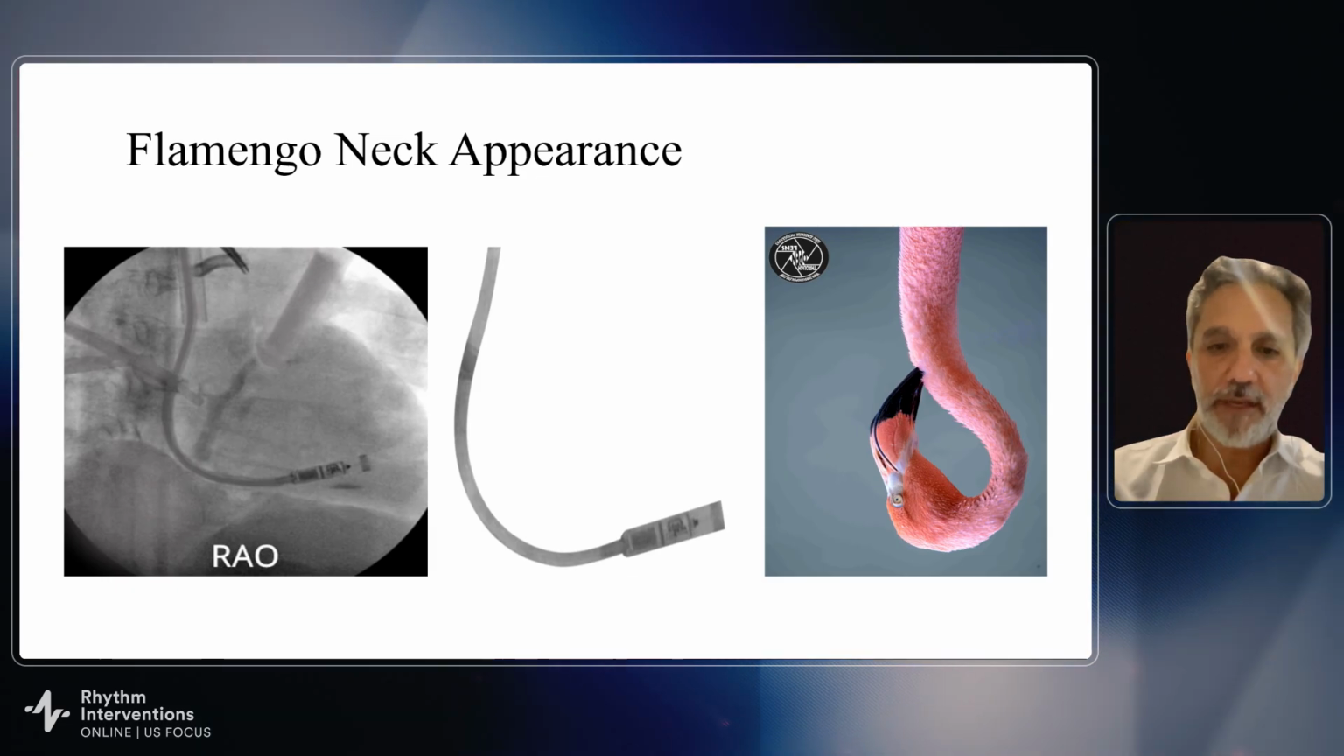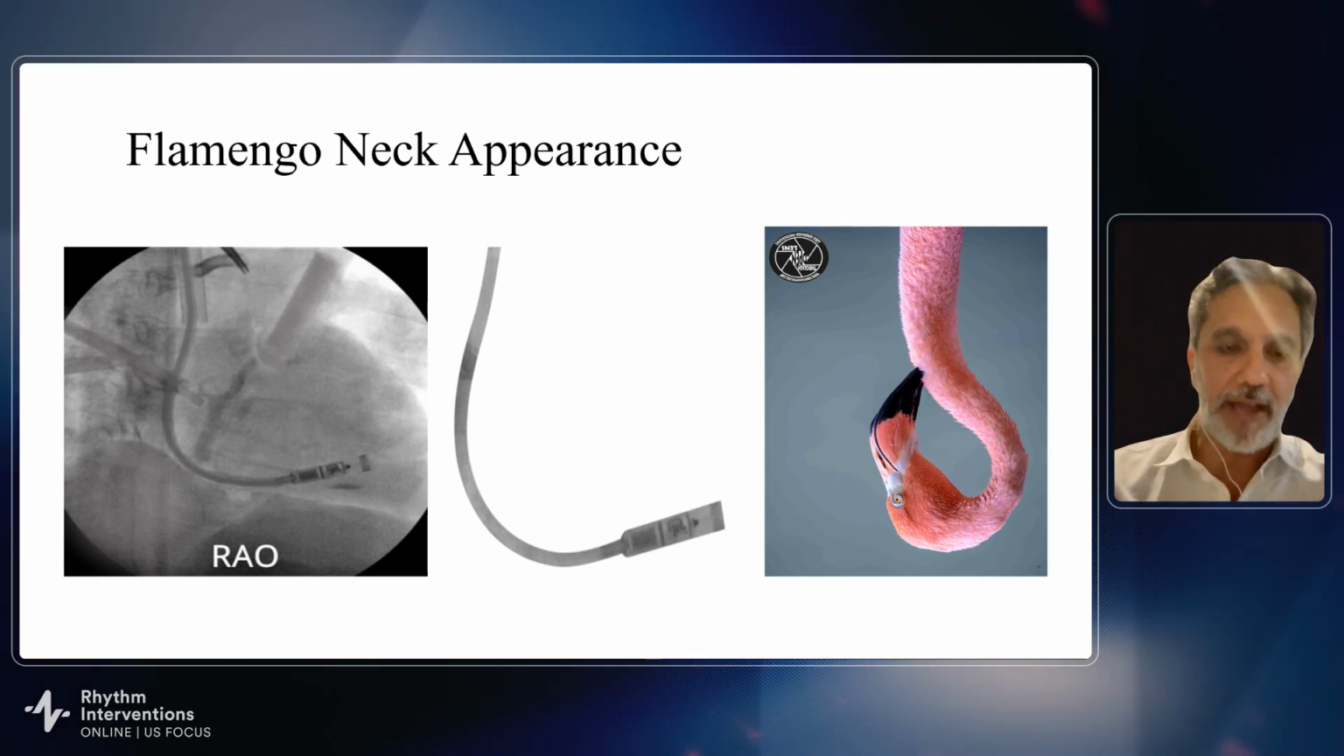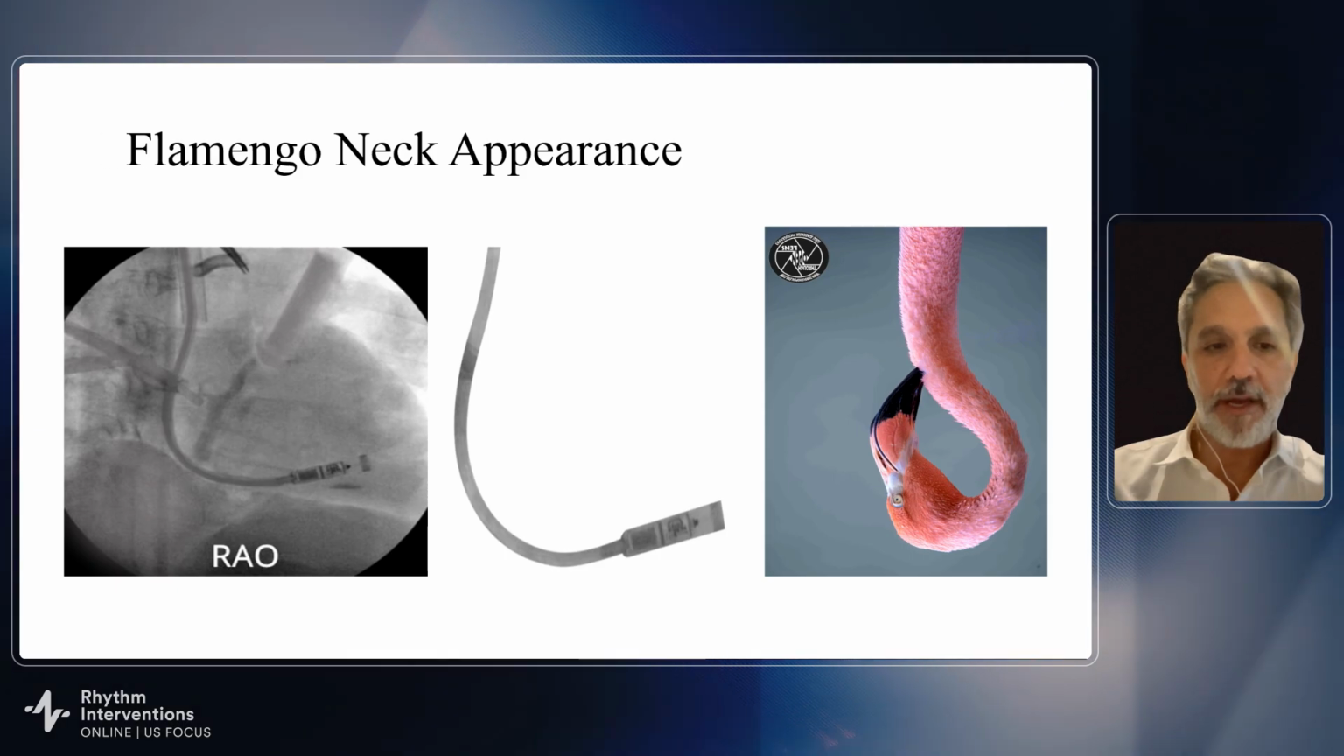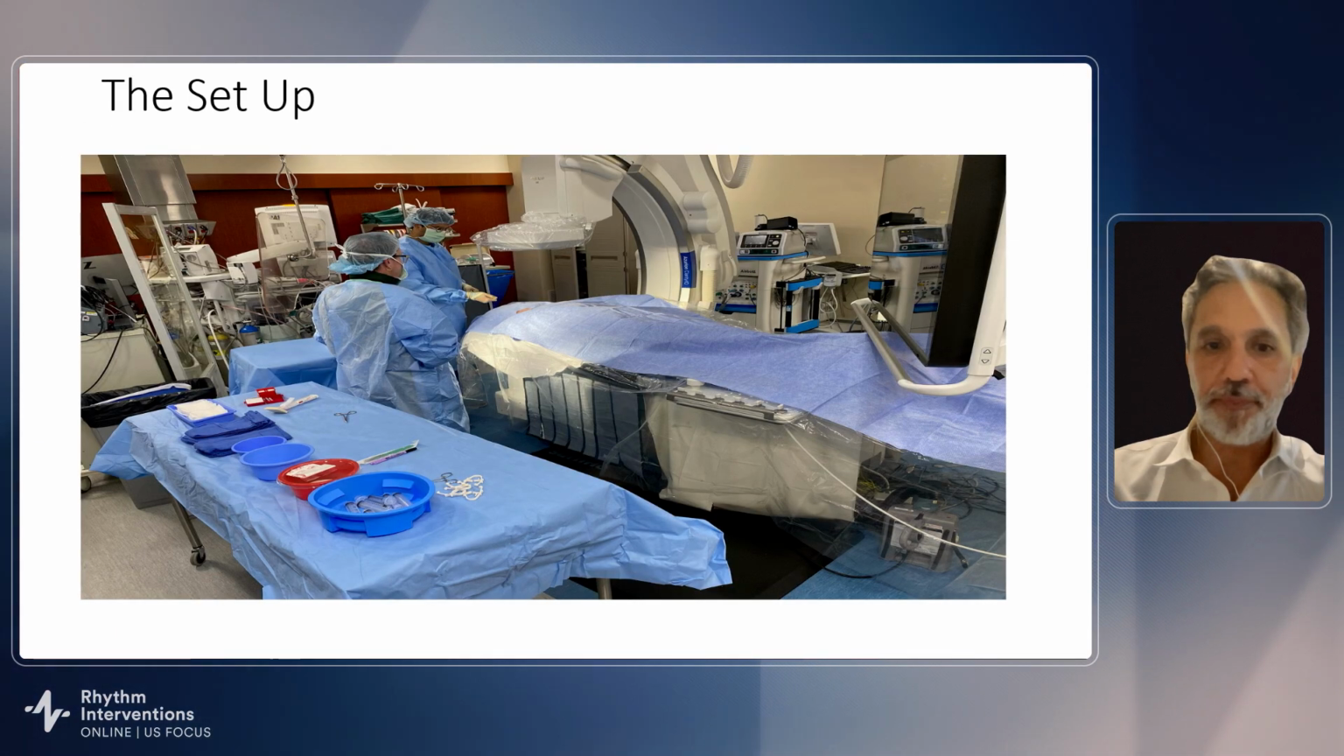With femoral access, we always aim for a gooseneck appearance. I think maybe Dr. Talib came up with the reverse flamingo ankle appearance when you're coming from the IJ.